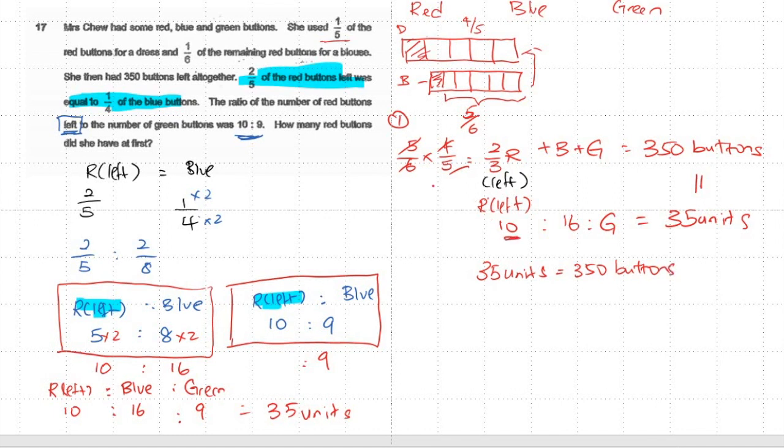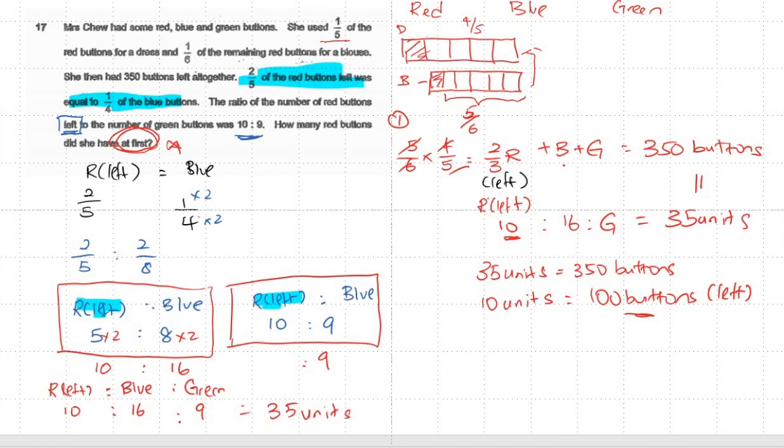Now I know that I'm looking for red, but I'm not looking at left, I'm looking at first. But I can use left first. I can first calculate the red button left to get the answer for at first. The red button left is 10 units. So 10 times 350 divided by 35 will give me 100 buttons. Okay, 100 buttons. This is the red button left.